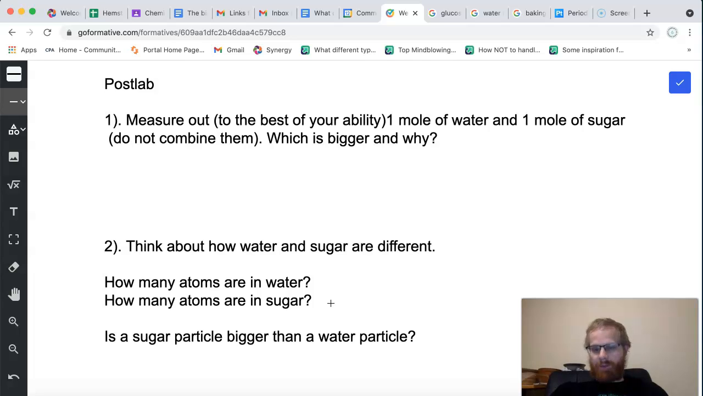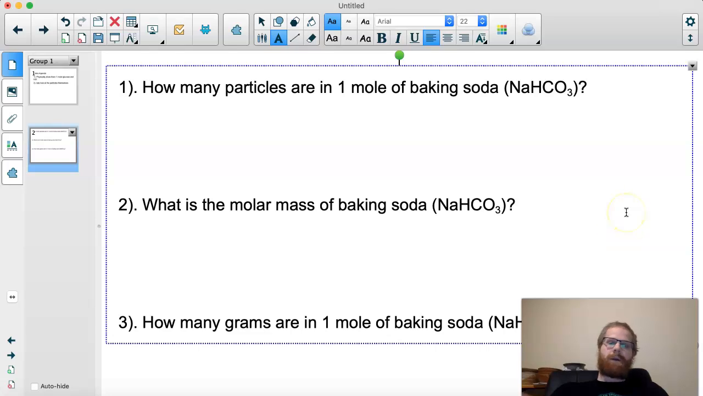Okay. I also just want to take a little bit of an opportunity to get in a little bit of practice with you guys in terms of working through some mole problems. So let's take a look at a couple of practice problems real quick. First practice problem is just asking us to find the number of particles in 1 mole of baking soda. Go ahead and solve number 1. How many particles are in 1 mole of baking soda?